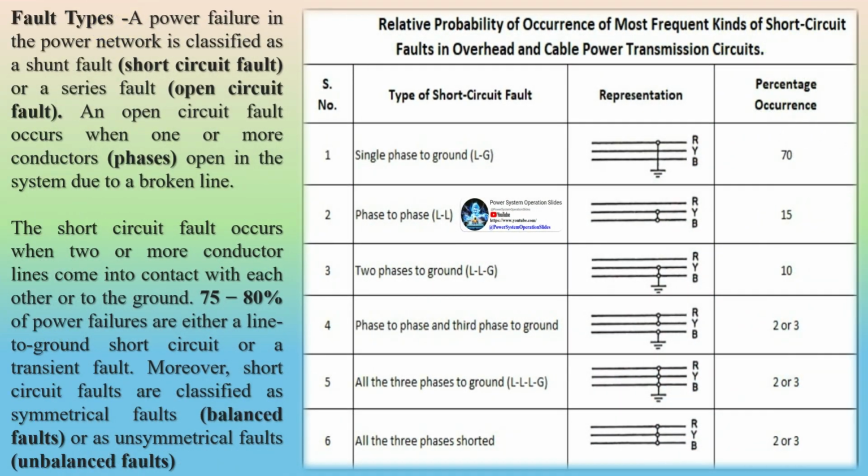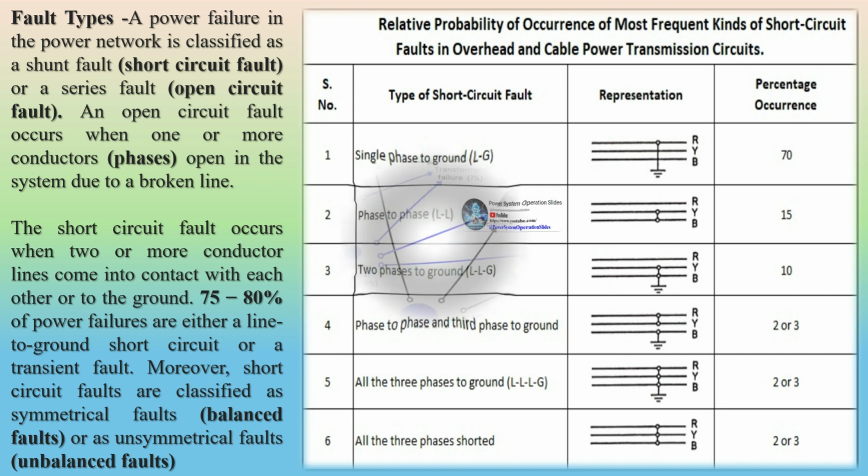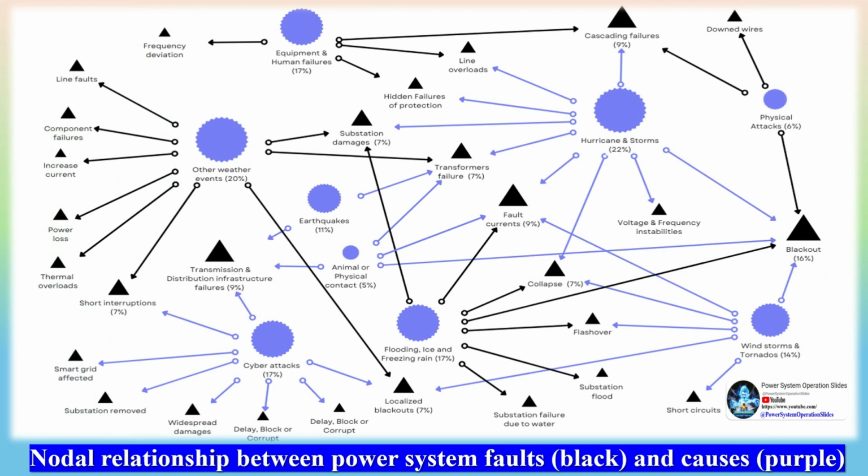Fault types. A power failure in the power network is classified as a shunt fault, short circuit fault, or a series fault, open circuit fault, as told earlier. An open circuit fault occurs when one or more conductor phases are open in the system due to a broken line. The short circuit fault occurs when two or more conductor lines come into contact with each other or with the ground. 75 to 80% of power failures are either a line to ground short circuit or a transient fault.